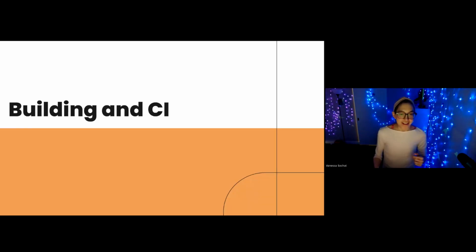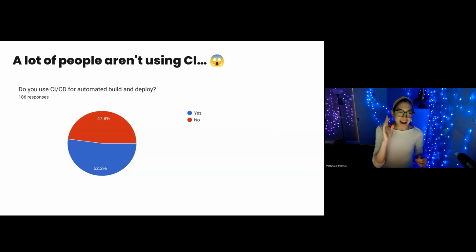So let's talk about building in CI. Do you use CI/CD for automated build and deploy? Almost half of you said no. This is not great, folks. Let's make sure we automate all the things. If you need help, ask an RSE, get help.